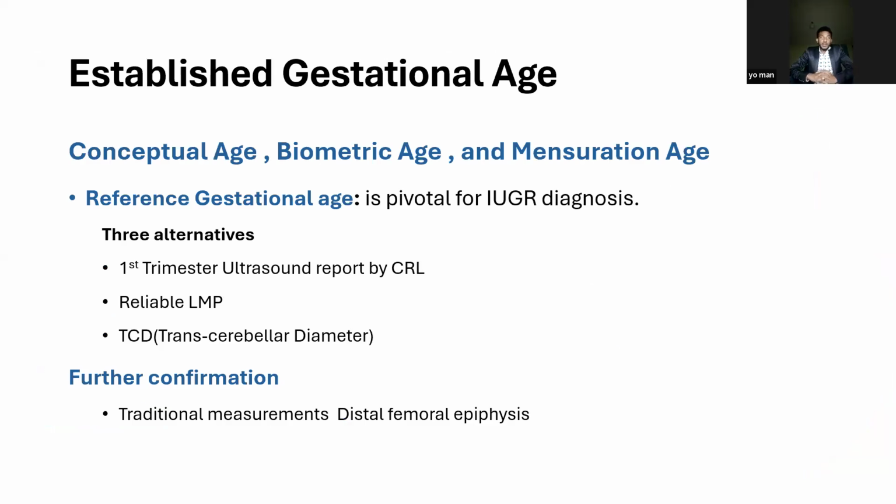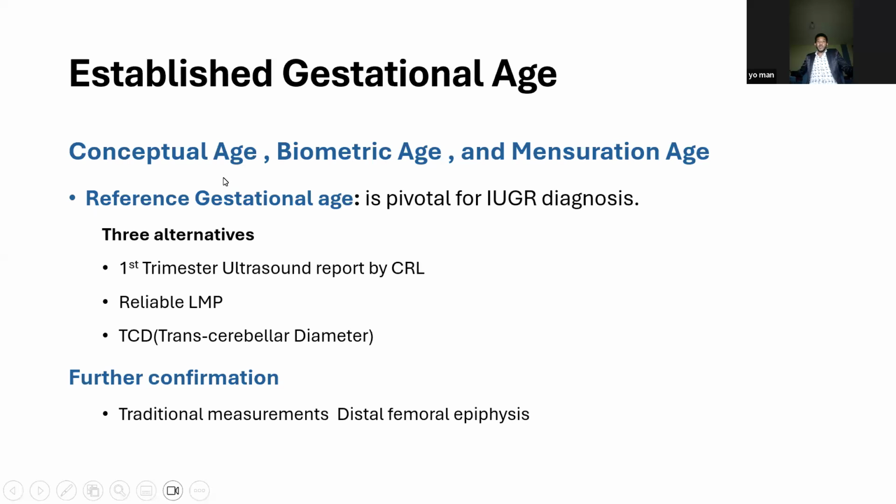So let's get into practice. First of all, before you do any ultrasound diagnosis for fetal growth restriction or small for gestational age, we have to establish the exact gestational age of the fetus. That is the pivotal point in ultrasound diagnosis of FGR. As you can see here, there are different types of fetal age. The first would be conceptual age. The second is biometric age and menstrual age.